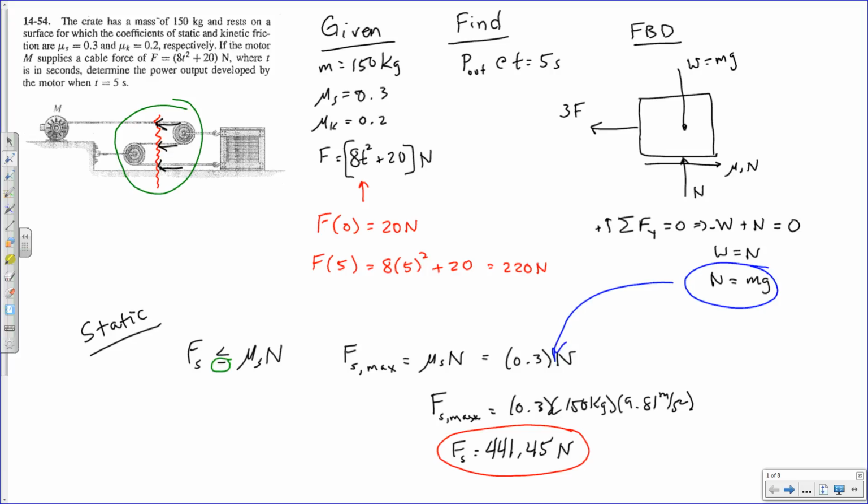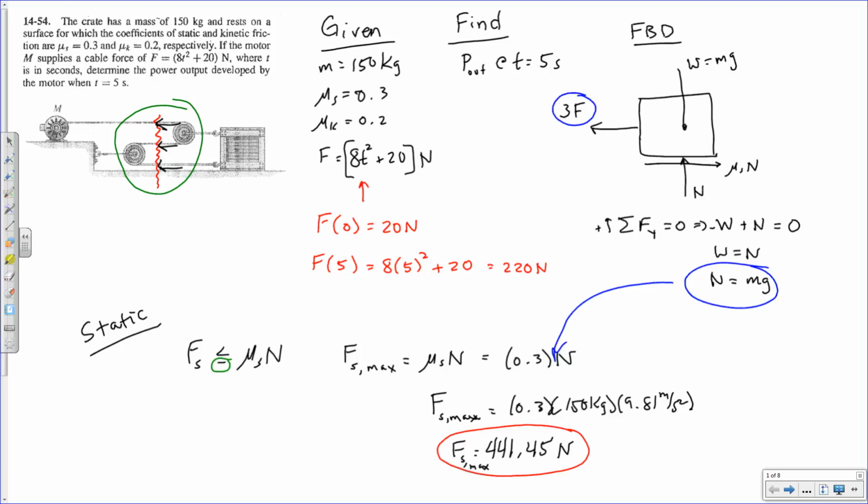That means if I were to pull to the left or to the right, it doesn't really matter, but if I were to pull in one direction with a force greater than 441.45 newtons, the object will start to move in that direction, and the friction force will become a kinetic friction force, which depends on the coefficient of kinetic friction, that 0.2 value that we've included before. So the maximum value that the static friction force can be, I'll write down max here to remind ourselves, is 441.45 newtons.